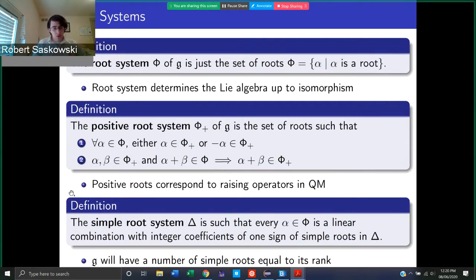Now, we can also define a simple root system, which we call delta, which is just a collection of roots such that, given any root in the whole root system, you can write it as a linear combination of simple roots in delta using only integer coefficients of a single sign. In other words, all positive integers or all negative. And in general, G is going to have some number of simple roots that's equal to its rank, i.e. the dimension of its Cartan subalgebra.